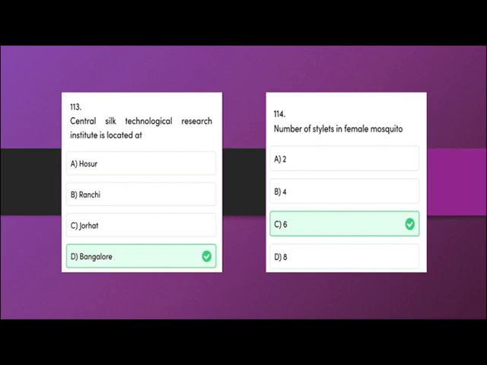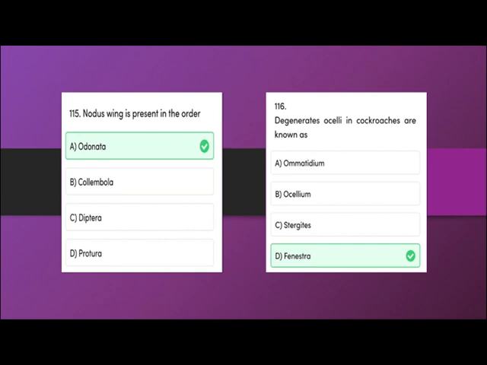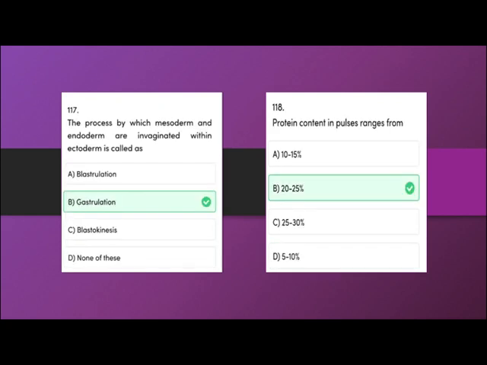The 114th question. Number of stylets in female mosquito, and the answer is 6. Thus, it is 6 in number. Now come to the 115th question. Nodus wing is present in the order, and the answer is Odonata. The next question. Degenerate ocelli in cockroaches are known as, and the answer is fenestra.